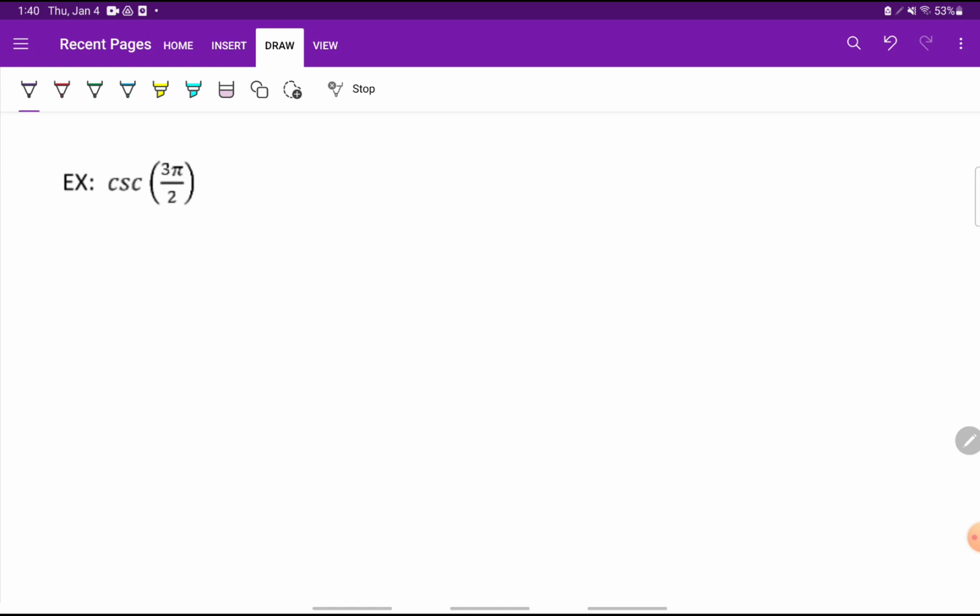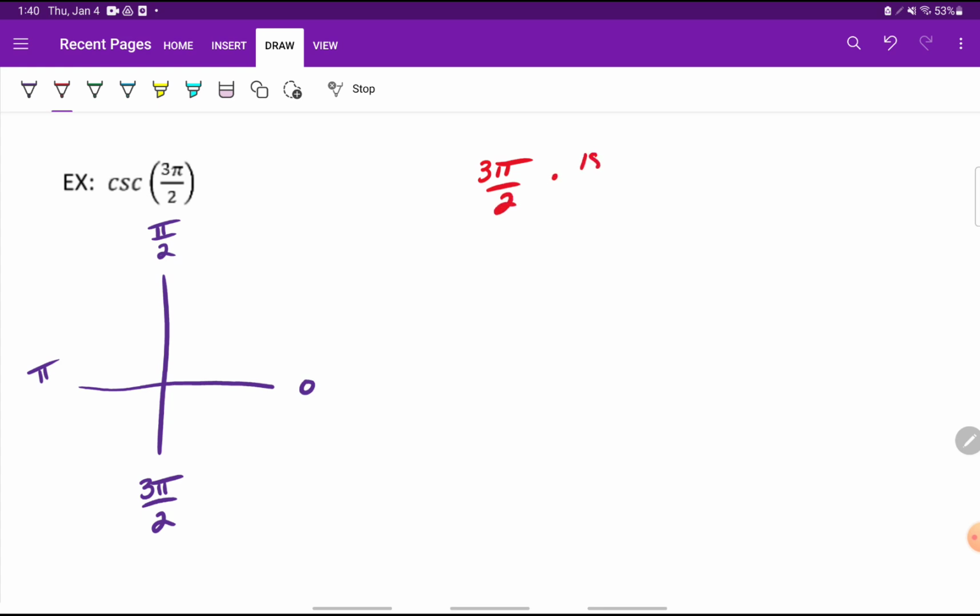Next, we'll find cosecant of 3 pi over 2. Well, you'll notice that this denominator is not a 3, 4, or a 6. So that tells me right away I'm not even going to use one of my special right triangles. 3 pi over 2 falls on one of our axes. If we converted this to degrees, we get 270 degrees. So that falls right here on our negative y-axis. So when that happens, we don't use our special right triangles.